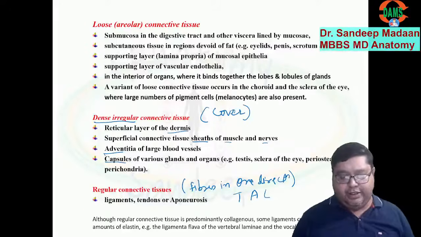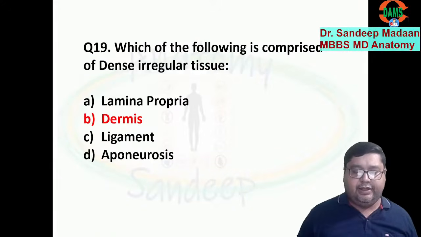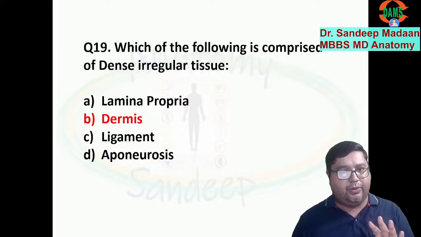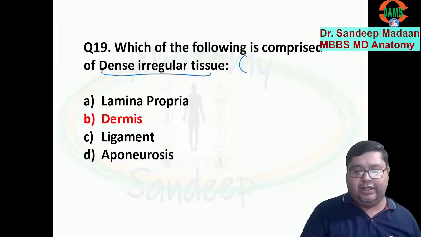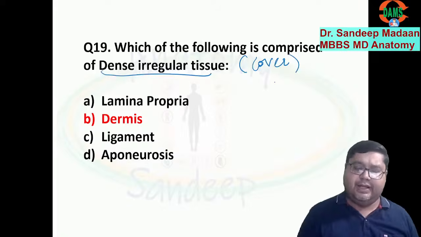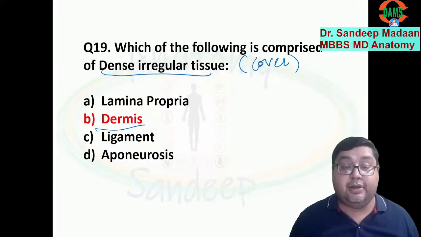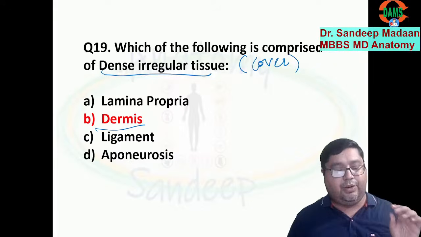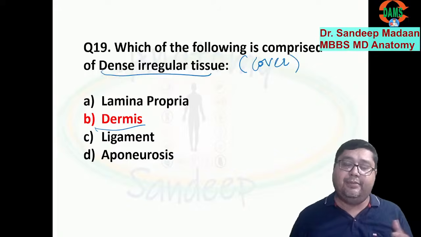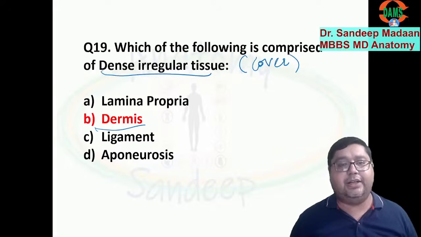Is that all okay? Now, after having understood the concept, let us go back to the question again. Now, when I am attempting this question, dense irregular tissue, my approach has changed because now I am thinking in terms of cover. Who will be the cover? Answer is dermis. That's okay. Even before we know that the answer is dermis, we can now tell about all the options. We know about A, C, and D as well, which category they belong to, isn't it?